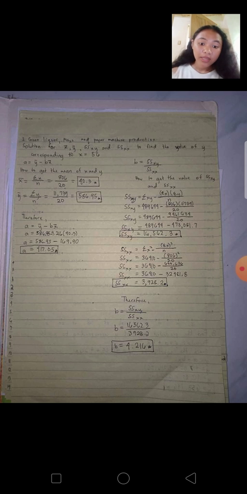So, nakuha na nato ang value sa SSXY and then sa SSXX, we can now proceed in finding the value of B. So, substitute again. B is equal to SSXY over SSXX. So, B is equal to 16,562.3 divided by 3,928.2 is equal to 4.216. So, nakuha na nato ang value ni B and ni A, which is needed para makuha nato ang predicted value nga gipangayo sa first slide.